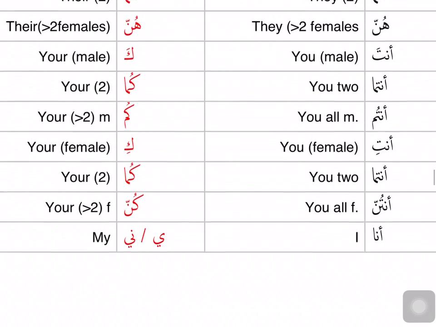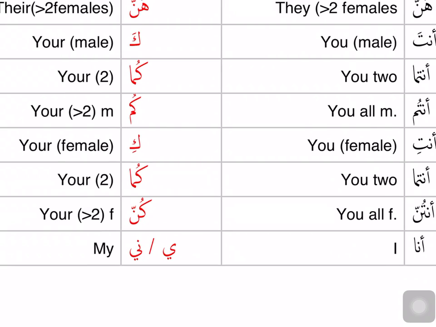In the second person, anta, the attached version is going to be kaf with a fatha, ka. It means your. Antuma, attached version is kuma, your, for talking about two people. Antum, attached version is kum, your, more than two people. Anti, kaf with a kasra, ki. Antuma, again, is going to be kuma. Antunna is going to be kunna. All of the second person attached pronouns, dhamair muttasila, all of them begin with the letter kaf.